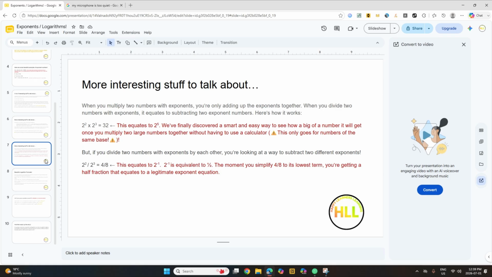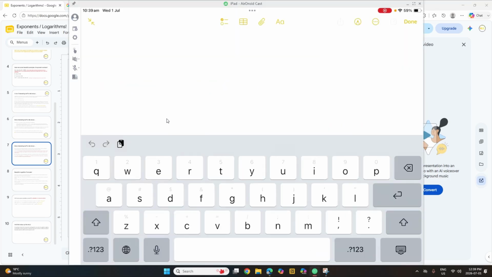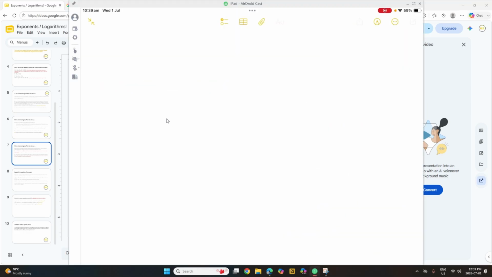Okay, let me just create a new file and open up my screen sharing thing. Okay, so I'm on my iPad right now, so I'm going to show you how to do it.